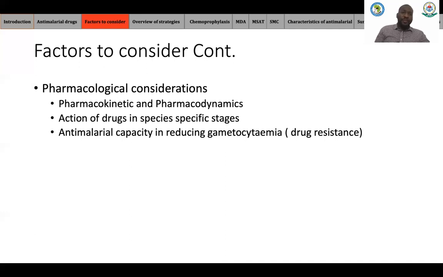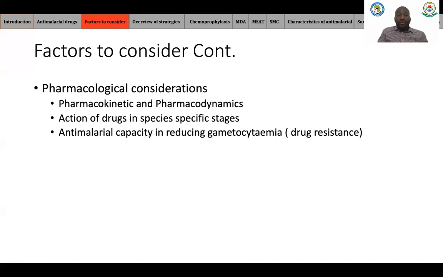So also, you should consider action of drugs on species-specific stages, right? So there are drugs such as artemisinin, which would act on asexual stages and also would act on early stages of the gametocytes. So if you choose this drug, you are going to kill the early stages of the gametocytes and asexual stages. But there are other drugs that cannot target places like the gametocytes or the hypnozoites or the asexual stages in the blood circulation.